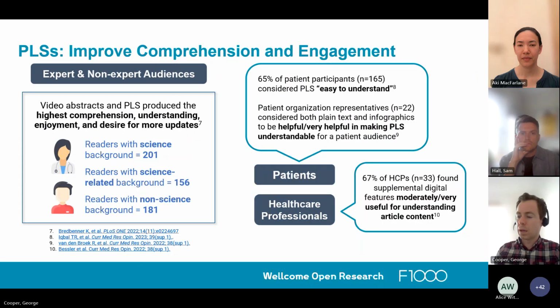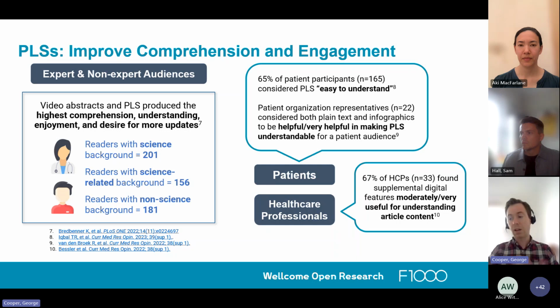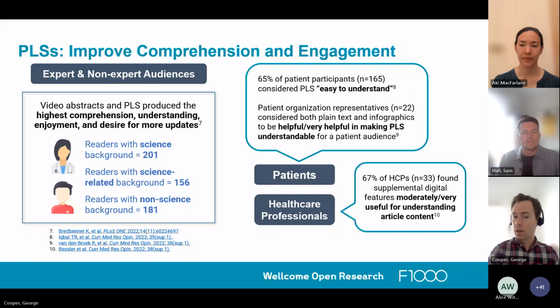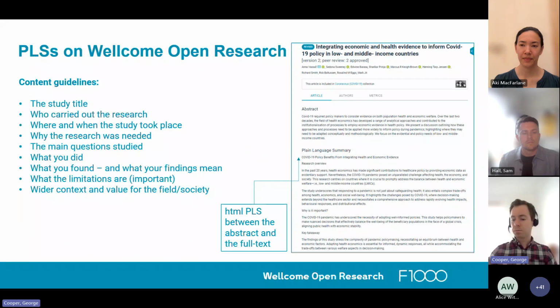And finally, just to highlight on this slide, these benefits extend beyond healthcare-specific areas to lay readers and research in general. Alongside things like video abstracts, one study suggests that plain language summaries produce the highest comprehension, understanding, enjoyment, and desire for more updates among other article enhancements. And this is true for readers with science-based backgrounds as well as the public, from the sample included in the study, which also included outputs outside of applied research in the health sciences, capturing fields like genomics as well, that were more academic or scientific. So that's a summary of some of the main motivations for including a plain language summary in your research.